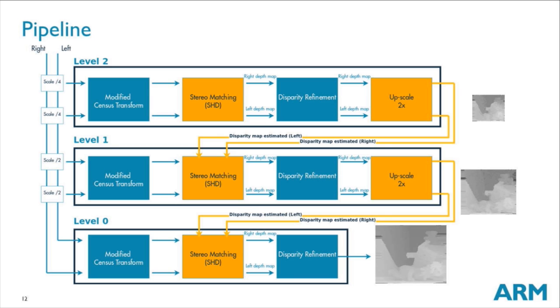After that, we have the disparity refinement stage, which removes outliers from the disparity map and tries to fill the occluded pixels with the nearest valid lower disparity. In the end, we have the upscale stage, which upscales the disparity map by a factor of 2, which will be used at the next finer level as initial guess. This is repeated up to the finest level where we have the final disparity map.